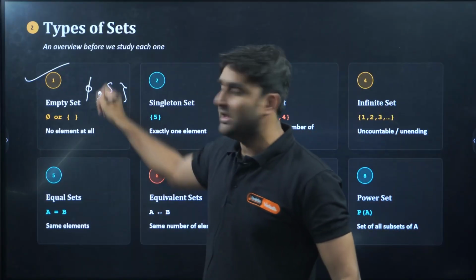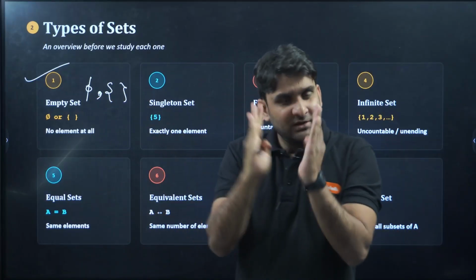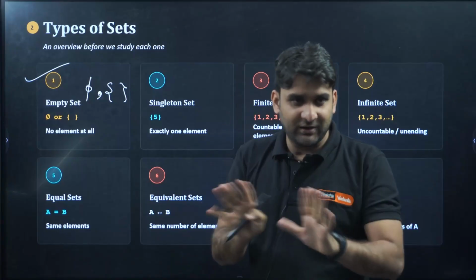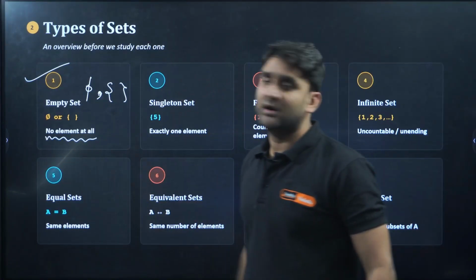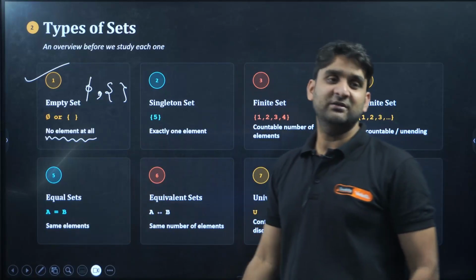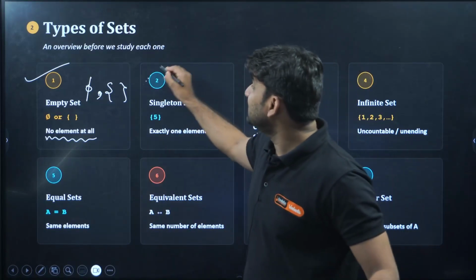This is called phi, or curly braces with space between both the brackets. Nothing will be there, so no elements at all. If there are no elements at all, we say it is an empty set. Clear, everyone? Next up is the singleton set.